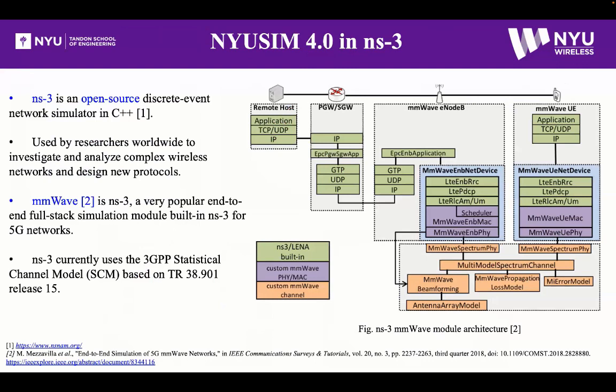If you look at the millimeter wave module in particular, the block diagram on the right shows how the millimeter wave module is currently structured in NS3. The millimeter wave module was built by researchers at University of Padua and NYU Wireless. It is a very popular end-to-end full stack simulation module, which can be used to simulate end-to-end 5G millimeter wave networks. Currently it employs the 3GPP statistical model, which is based on 38.901 release 15. The channel model available in this module is mostly the 3GPP model. But in our prior work, we have figured out there are a few limitations to the 3GPP model.